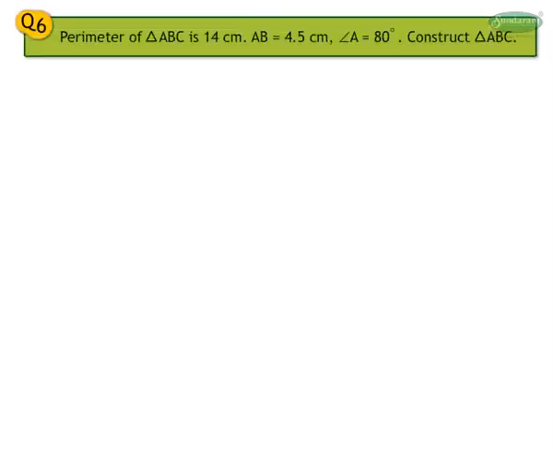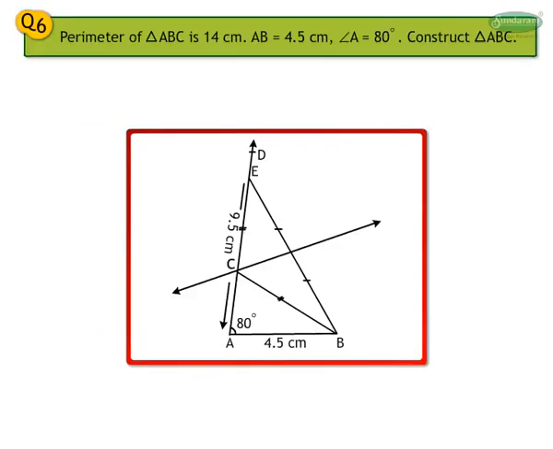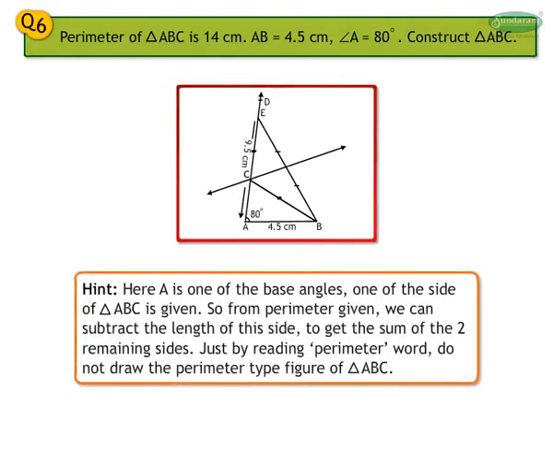6. Perimeter of triangle ABC is 14 centimeters. AB is equal to 4.5 centimeters and angle A is equal to 80 degrees. Construct triangle ABC. Hint: here A is one of the base angles. One of the sides of triangle ABC is given. So from the perimeter given, we can subtract the length of this side to get the sum of the two remaining sides. Just by reading the word perimeter, do not draw the perimeter type figure of triangle ABC.